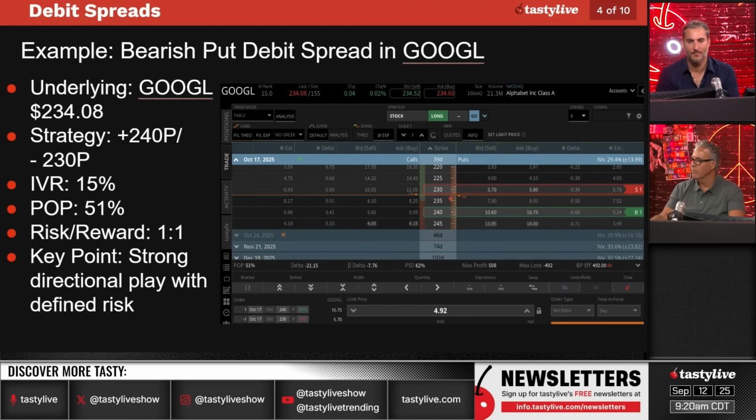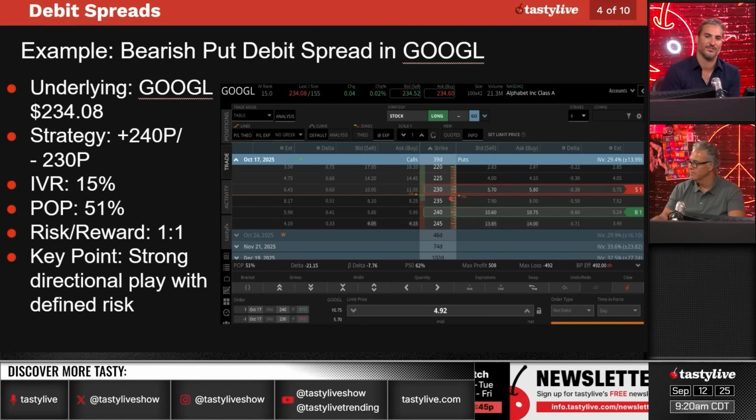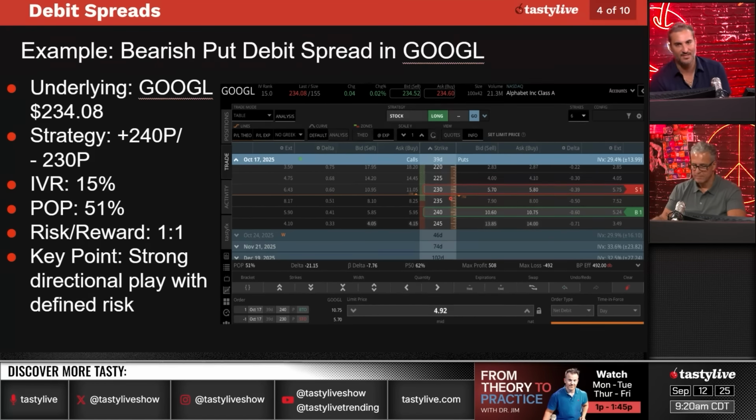Classic tasty trade mechanics. Yes, and just the key point here is that this is a strong directional play. It's defined risk. You don't really have much vol exposure to this position. You have directional risk.